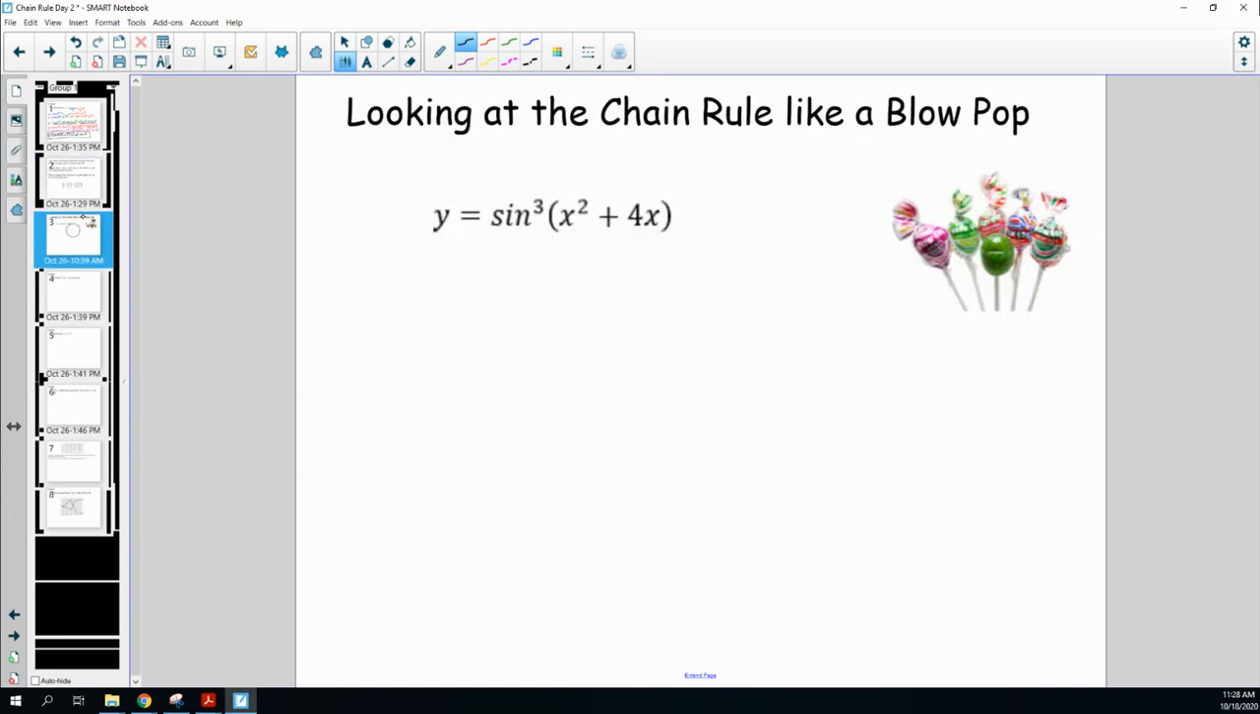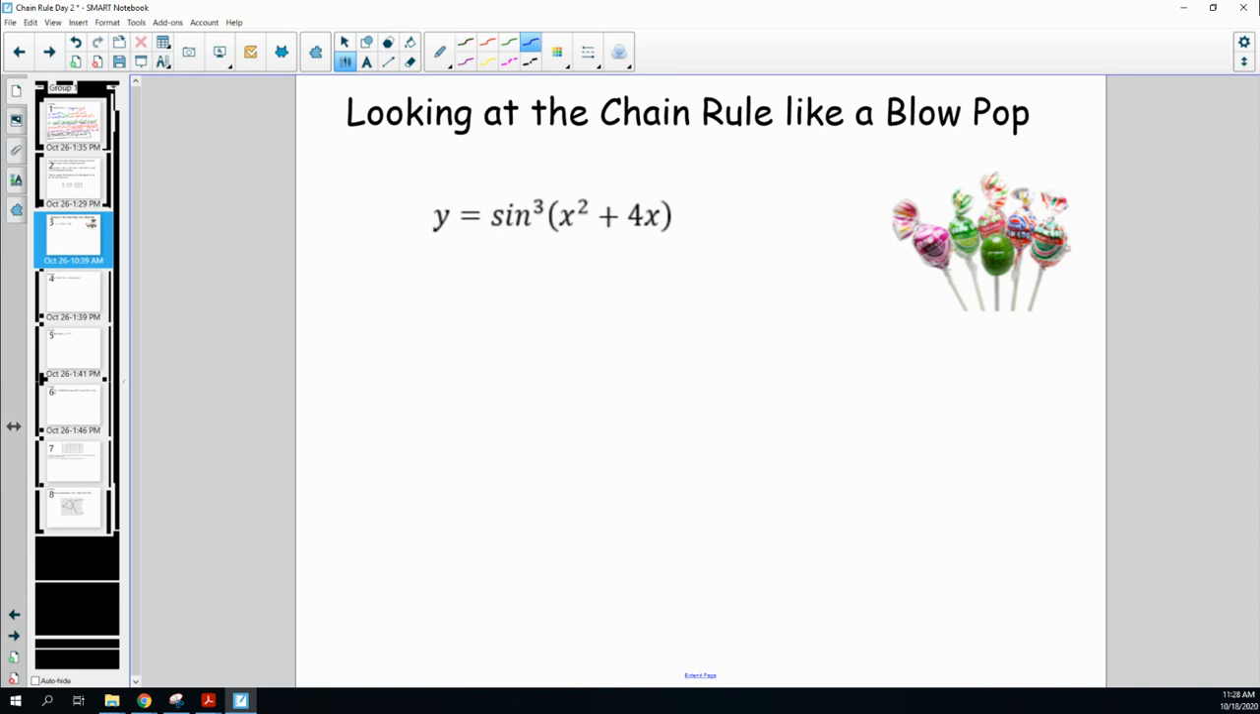You're just kind of thinking about using the chain rule like a Blow Pop. Okay, so if you've ever had a Blow Pop, we know that you've got the wrapper on the outside, like the farthest outside is the wrapper. Once you open the wrapper, you have the lollipop. And then once you eat the lollipop inside, you have the gum. So there's the wrapper, the lollipop, and the gum, and one's inside of the other. You can also think about it as nested dolls.